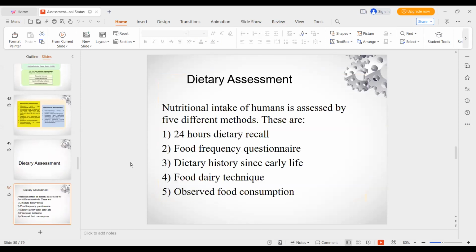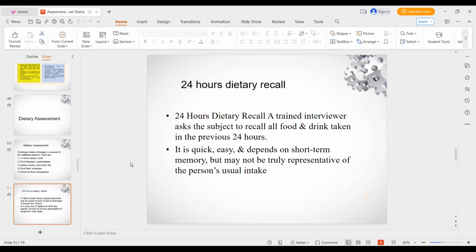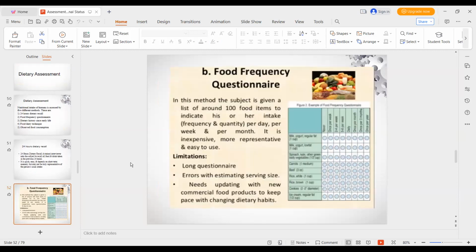Dietary assessment. Nutritional intake of humans is assessed by 5 different methods. These are 24-hour dietary recalls, food frequency questionnaire, dietary history since early life, food diary techniques, and observed food consumption. 24-hour dietary recall: a trained interviewer asks the subject to recall all food and drink taken in the previous 24 hours. It is quick, easy, and dependent on short-term memory, but may not be truly representative of the person's usual intake.